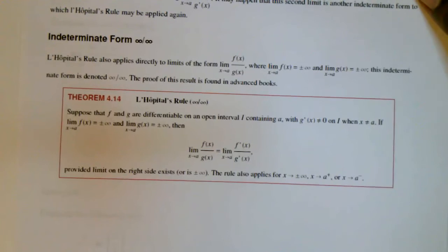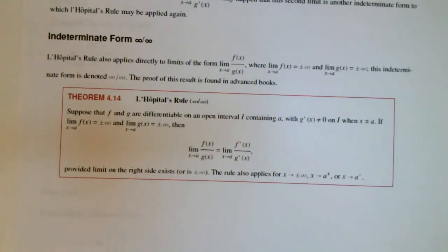Here's another indeterminate form, infinity over infinity. So here L'Hopital's rule applies directly to limits of the form the limit as x approaches a of f of x divided by g of x, where the limit as x approaches a of f of x is plus or minus infinity, and the limit as x approaches a of g of x is also plus or minus infinity. This indeterminate form is denoted as infinity over infinity.